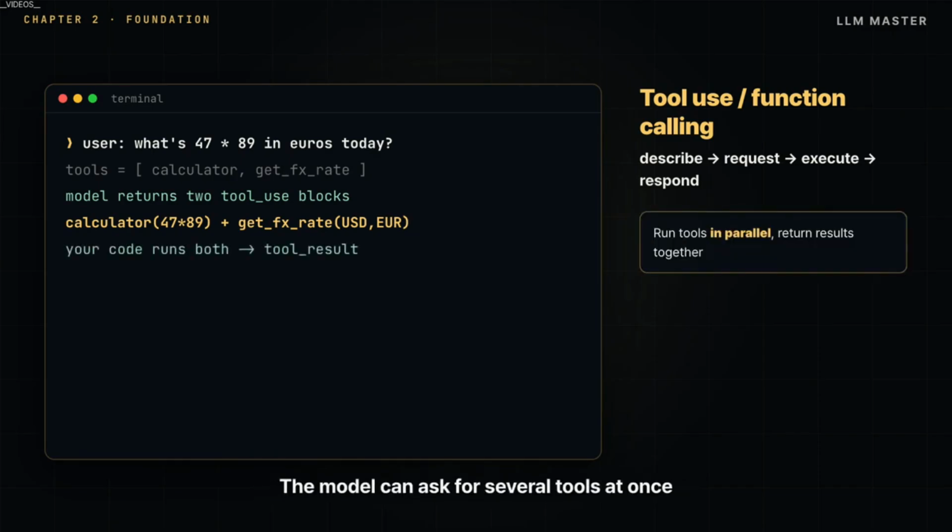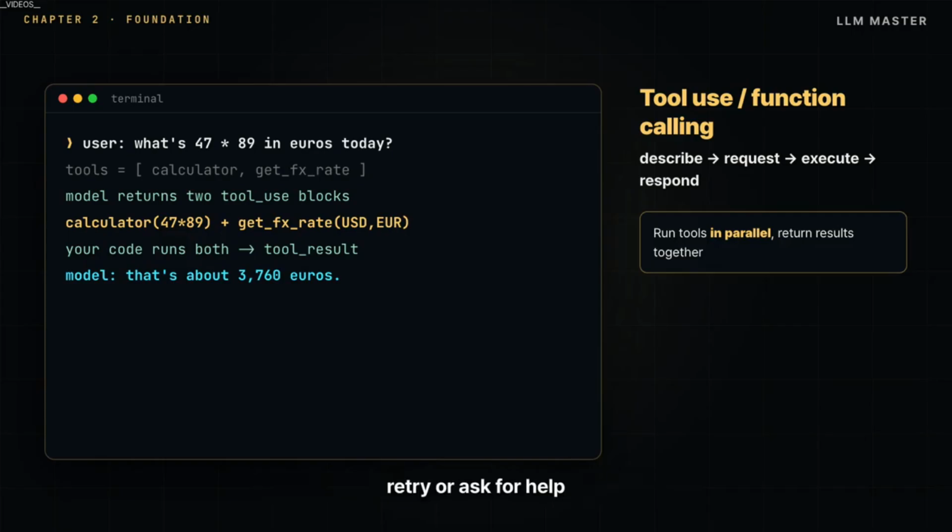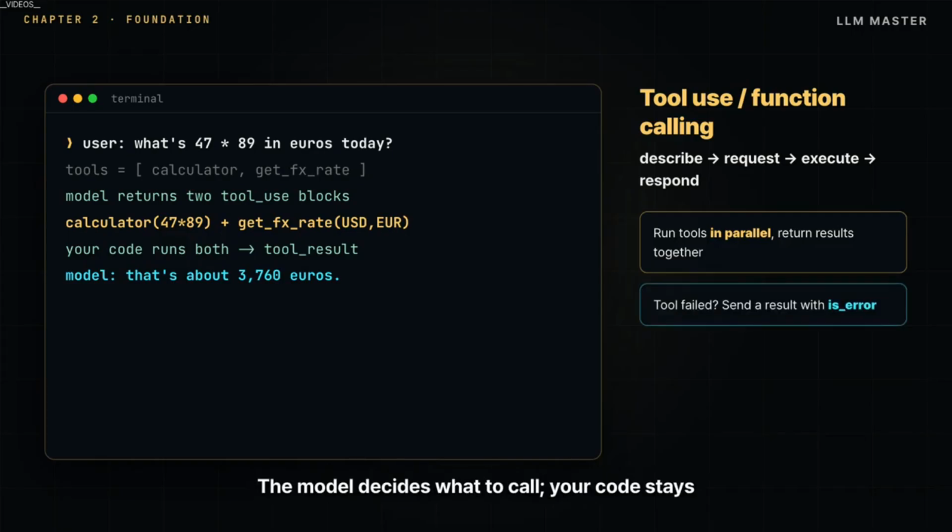Two things worth knowing now. The model can ask for several tools at once, in parallel, so run them together and return all the results in one message. And when a tool fails, don't hide it. Send a result back flagged as an error, and the model will usually recover, retry, or ask for help. The model decides what to call. Your code stays in control of what actually runs.